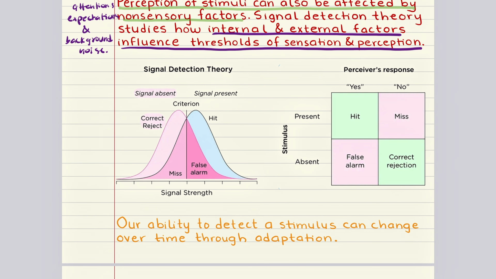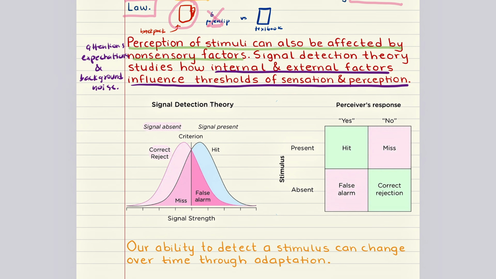In real life, sensory information is rarely perfectly clear. There's usually some amount of noise in the background, and that noise could be literal noise, like trying to hear your name in a crowded room, or it can be internal noise, like being tired or anxious or expecting something to happen. So the question becomes this: when a signal is present, does the person detect it or not? And in thinking about this, there are four possible outcomes.